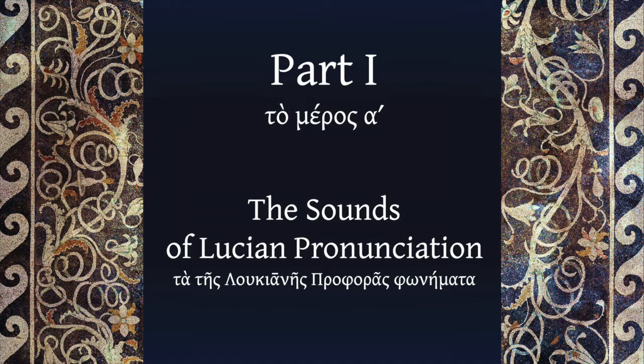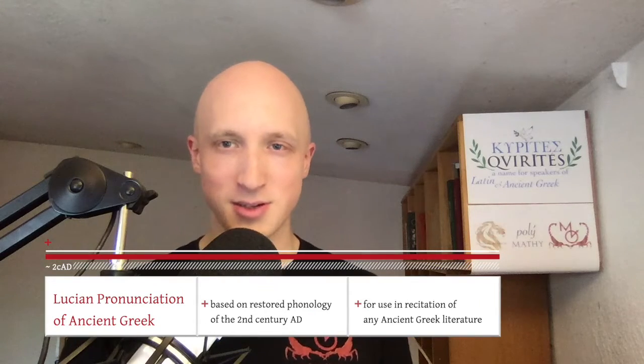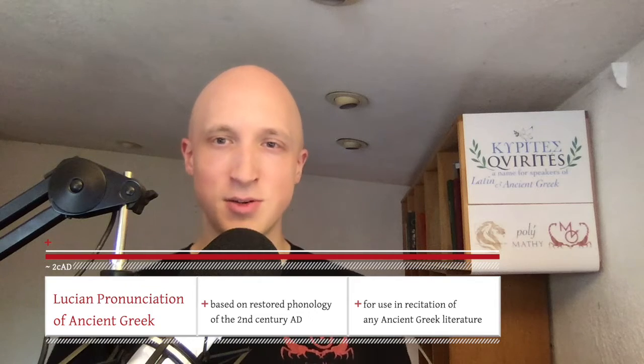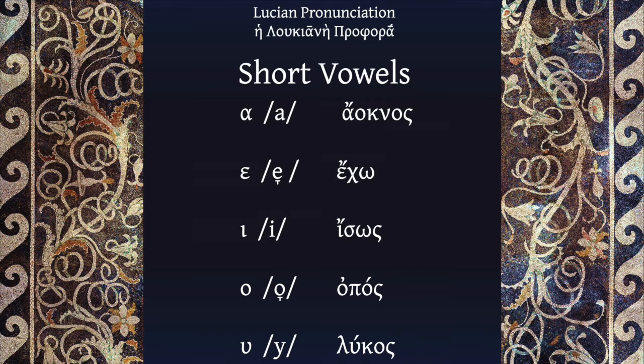Part 1. The sounds of Lucian pronunciation. The phonology of Lucian pronunciation is derived from the sounds found in Ancient Greek from about the 2nd century AD. Most Lucian pronunciation vowel qualities are the same as in modern Greek. A, as in auknos, a. E, as in echo, e. I, as in isos, I. O, as in opos, o.